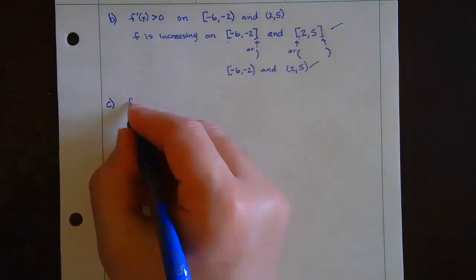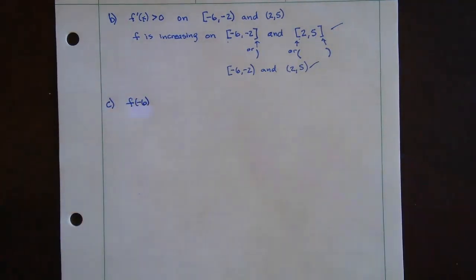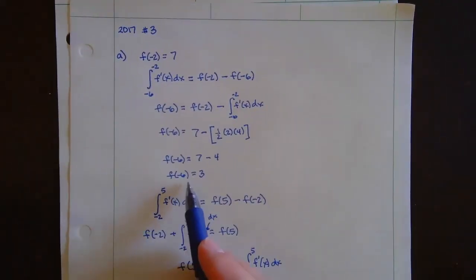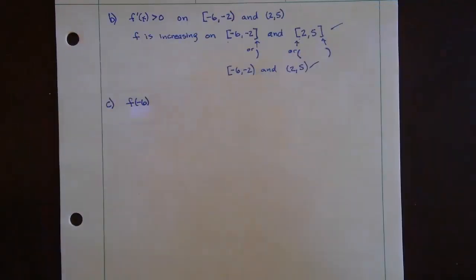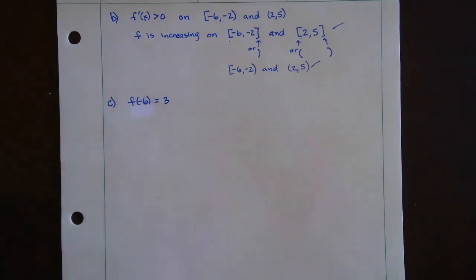Okay, so for part C, we want to find f of -6, right? And you know what? We already figured that one out, right? I'm going to go back to my paper, okay? F of -6 is equal to 3. So you don't need to show this work again, okay? You can refer back to part A, okay? So we know f of -6 is 3. Done with that one, right?